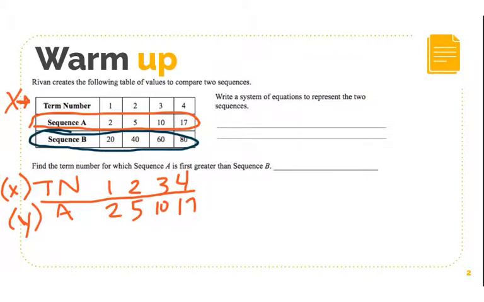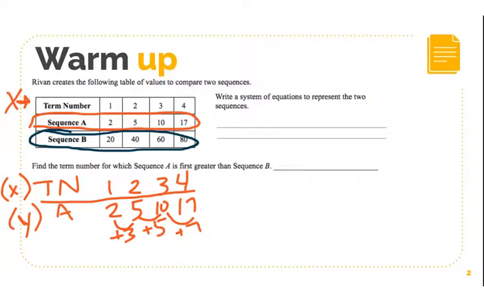And I see that it goes up by plus 3. 2 plus 3 is 5. 5 plus 5. Oh, so it's not linear, right? It's not going up by the same amount. Okay. And now plus 7. Okay, so it's not linear.